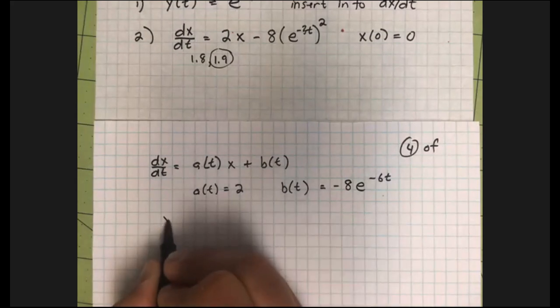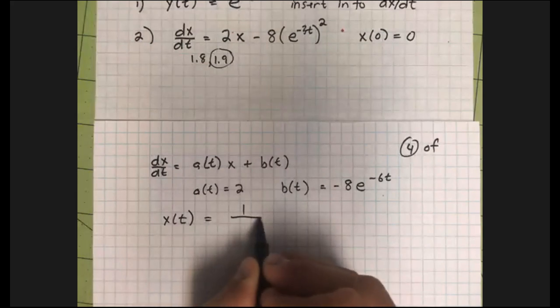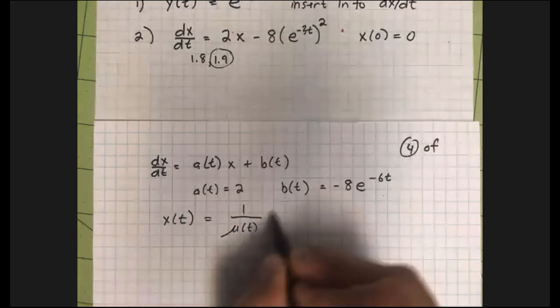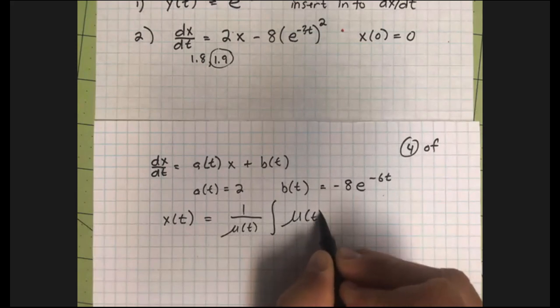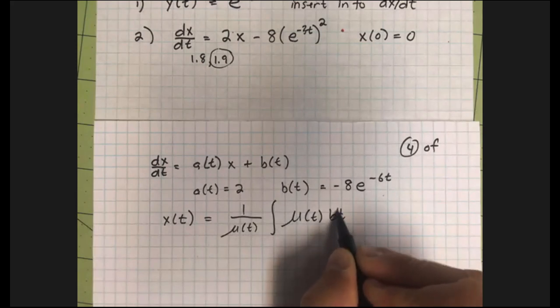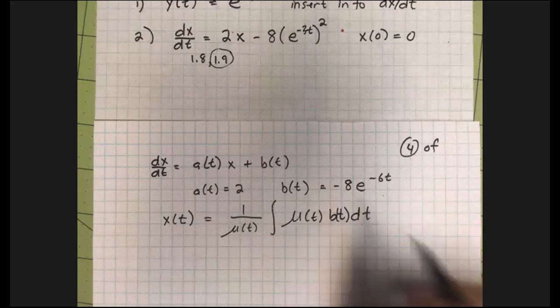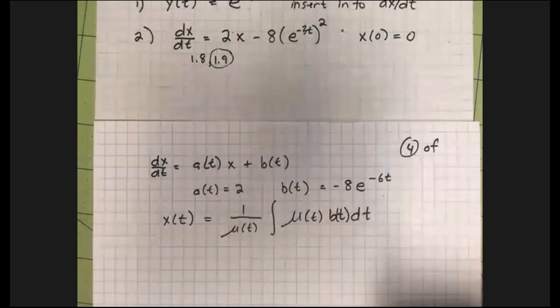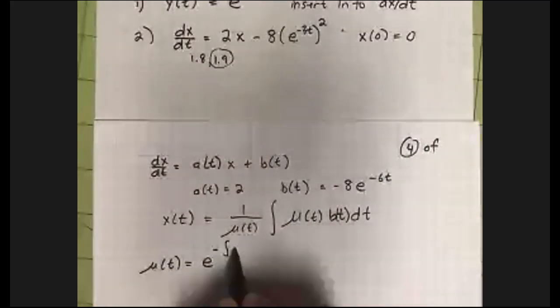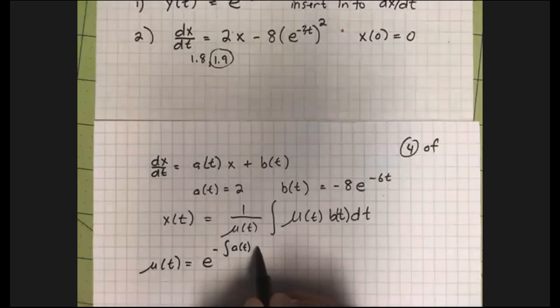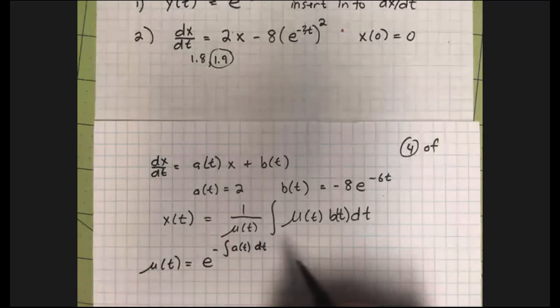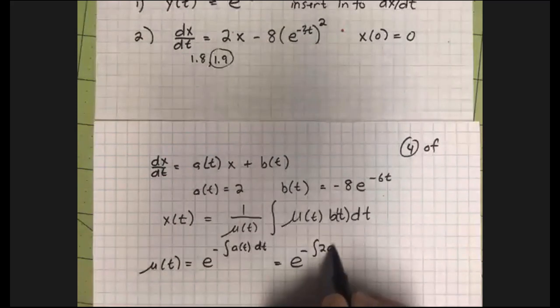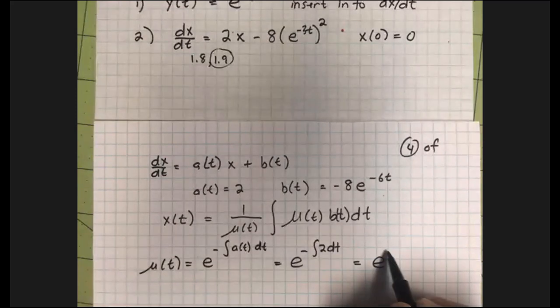Now let's pull out my formula with the method of integrating factors: 1 over mu of t, integral of mu of t times b of t dt. Got it? Now let's work out the mu. It's the exponential of the opposite of the integral of a of t. It's like the quadratic formula. I have to know this formula, which is e to the minus integral of 2 dt, which is e to the minus 2t.